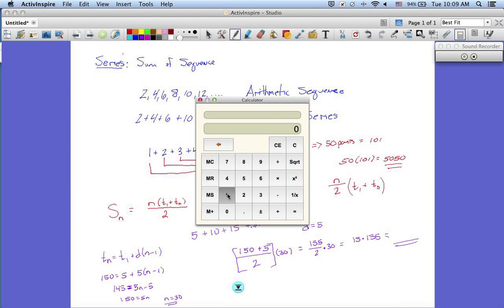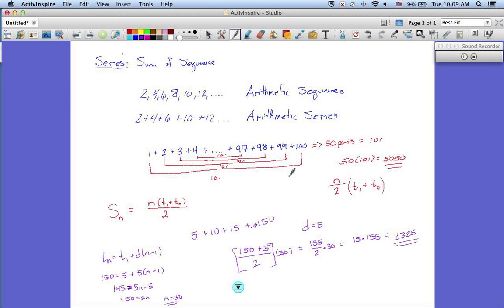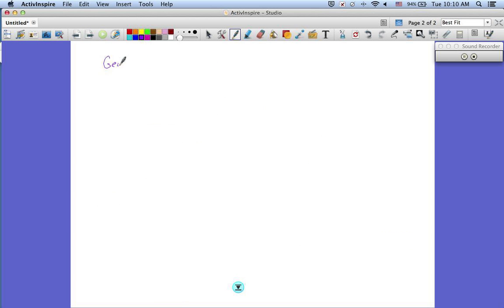So we have 155 times 15, 2325 is my sum. Okay, so not too bad there to add up 30 numbers. We added up pretty quickly to get that value. Okay, so again, the formula for your arithmetic series is this guy right here. And likewise, if we have a geometric series, the geometric sum formula. And it's also important to understand that this is for a finite series, one that ends. Okay, the geometric sum, we're not going to derive this one. It's your first term times 1 minus r to the nth power all over 1 minus r.